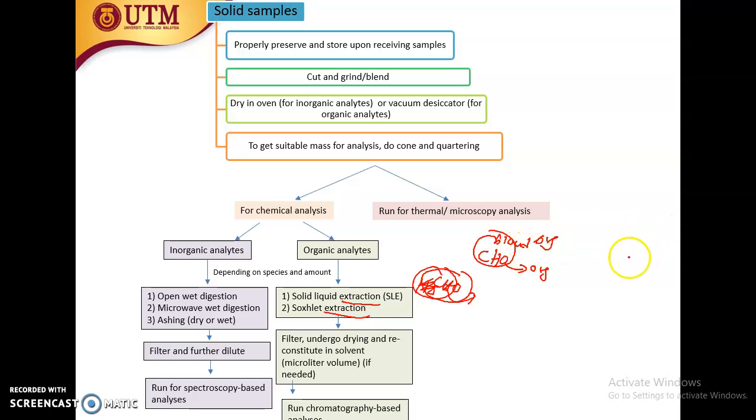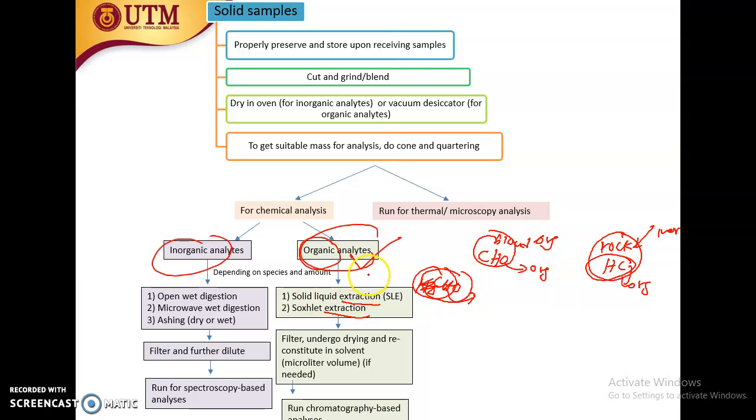What if you have an inorganic sample, for example, rock? You want to analyze how much hydrocarbon is inside it. So hydrocarbon is organic analyte, rock is inorganic sample. So which one to use, this one or this one? Still it is this one, because you are dealing with organic analyte.